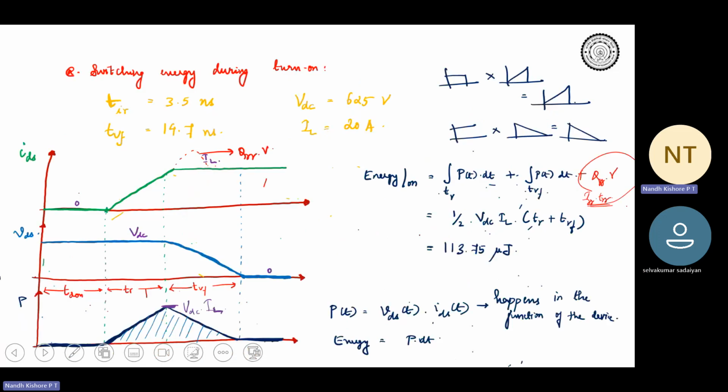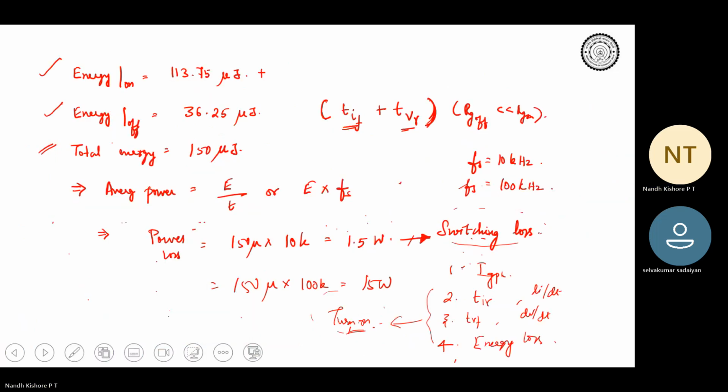During turn off, first the voltage will rise, and then your current will fall. It's just the opposite of this. Again, it is because of the antiparallel diode. The diode will only conduct if there is no voltage across it. So first the voltage has to change, and only then will it start conducting current. You understand now? Yes, sir.